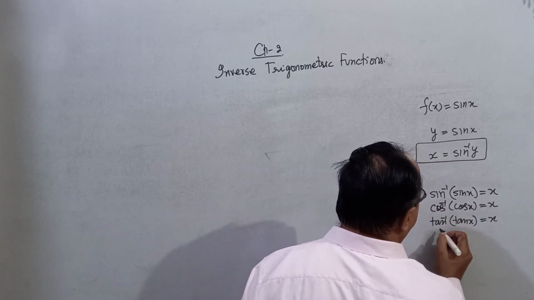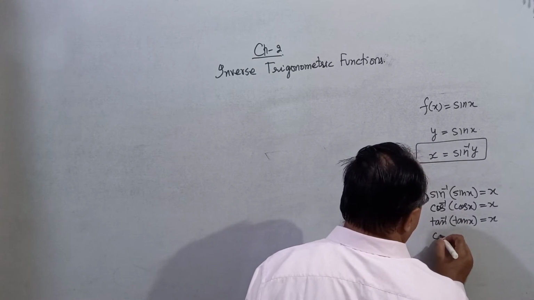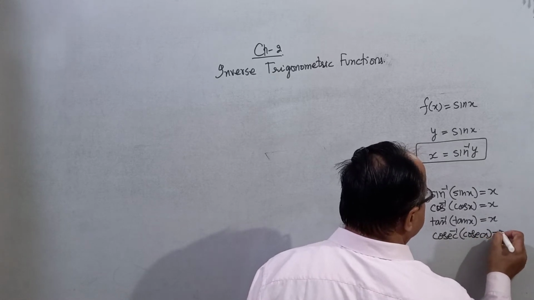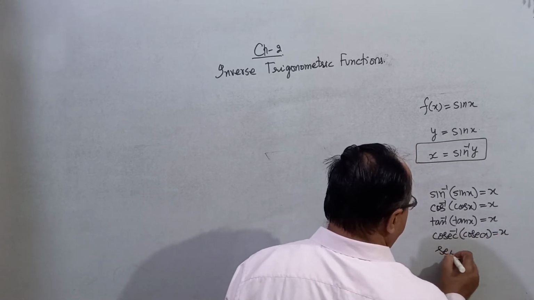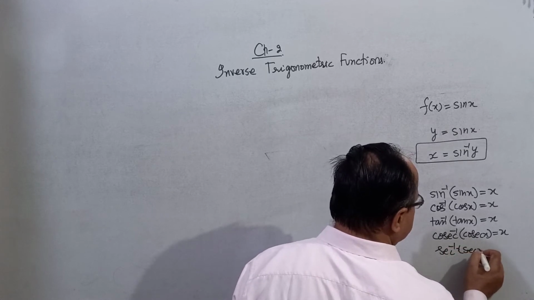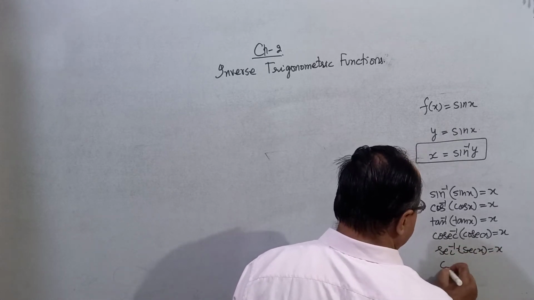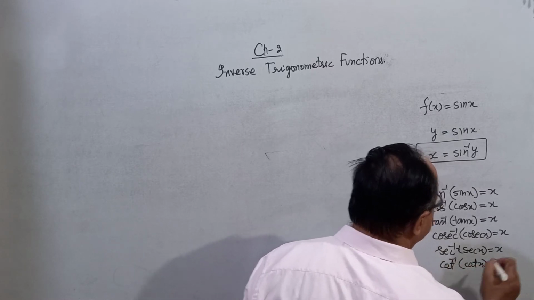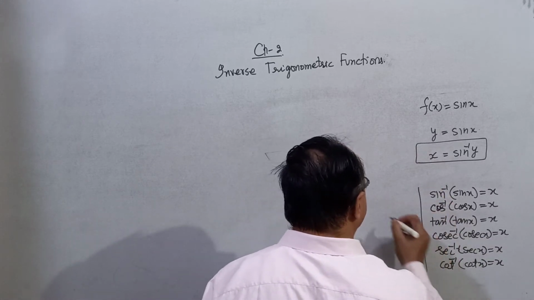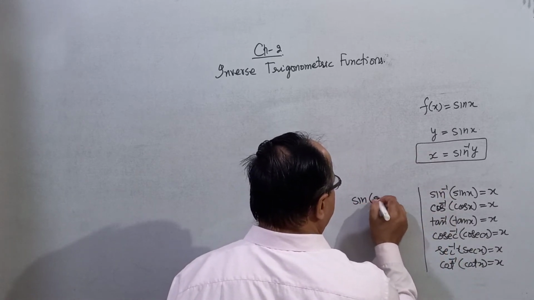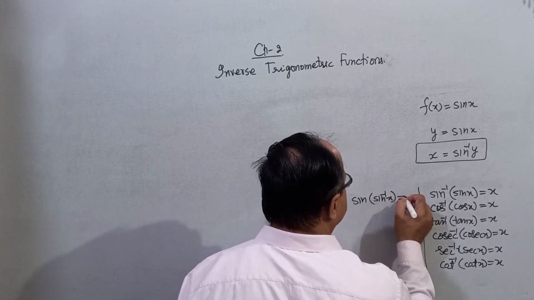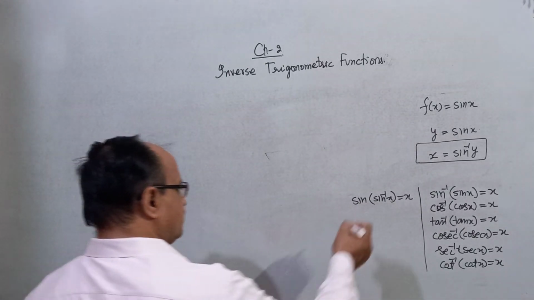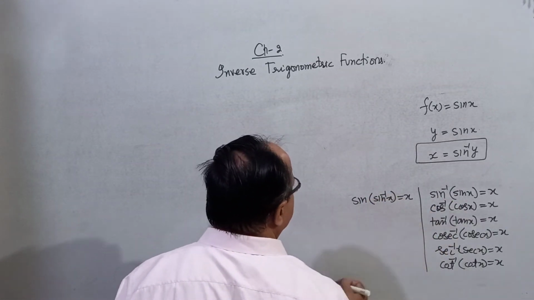The property is valid for all six ratios. Cosec inverse of cosec x, that is also x. Sec inverse of sec x, that is also x. Cot inverse of cot x, that is also x. Right? You can write in both ways, or you can write sine of sine inverse x is equal to x. Same property here, it is valid for all.